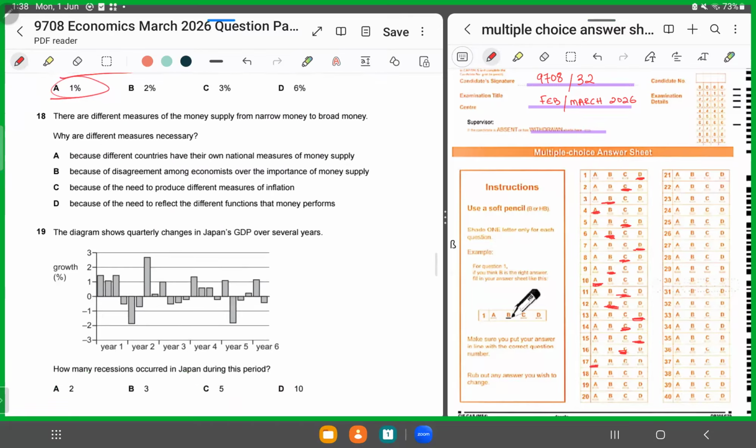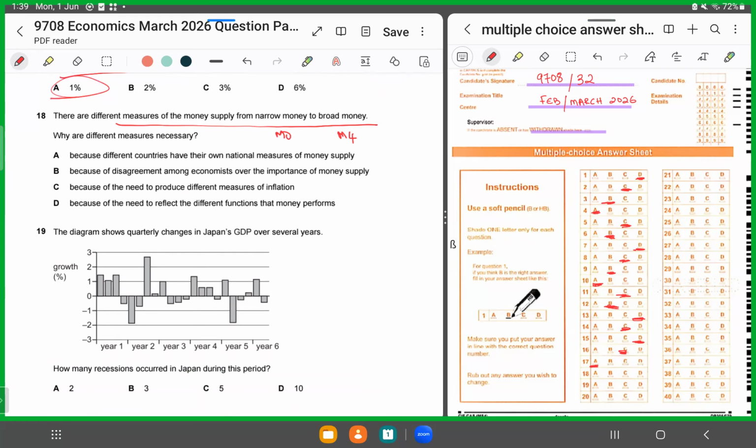Moving forward, MCQ number 18. And MCQ number 18 says there are different measures of the money supply from narrow money to broad money. So narrow money is what? M naught. And broad money is what? M4. Narrow money is money which is available to be spent immediately. And broad money is narrow money plus the bank deposits, right?